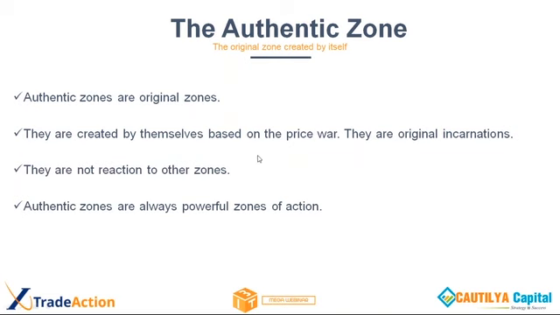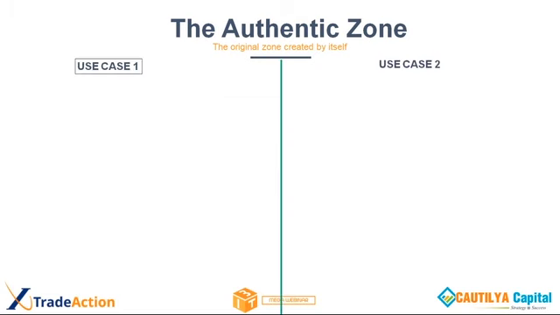Okay, authentic zones are the zones which are self-created. They are incarnations. They emerge on their own. They are new. They are fresh. They are not a reaction to other zones. What does that mean? Just remember, they are the most powerful zones in price action. But what is an authentic zone?